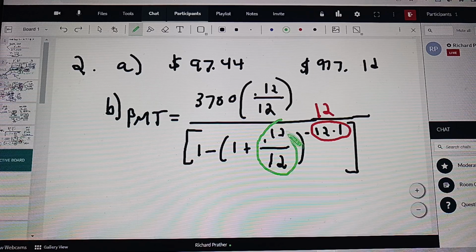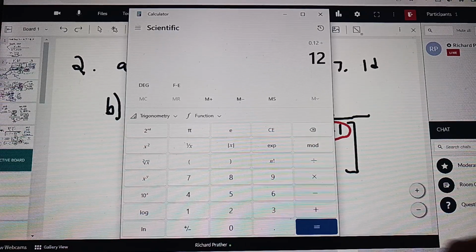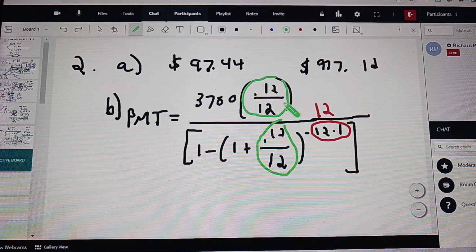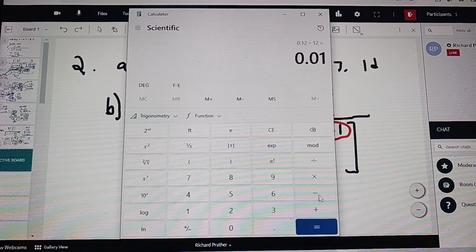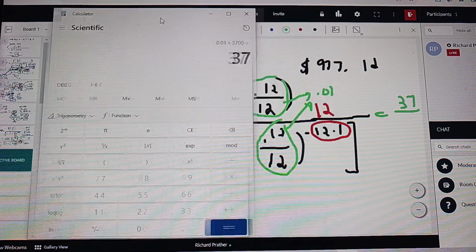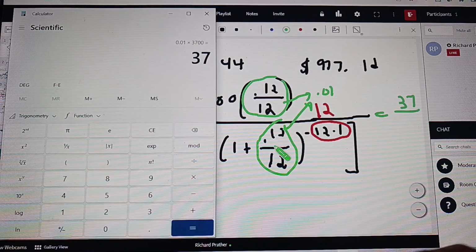And 0.12 divided by 12. 12 divided by 12 is 1, so this should come out nice. 0.12 divided by 12 is a nice 0.01 exactly. So 3,700 times 0.01 is the numerator. The numerator is 37. And because this is exactly 0.01, I can do the bottom a whole lot easier. So the bottom's going to have 1 plus 0.01, which is literally 1.01. And then I need to raise it to the negative 12th power.